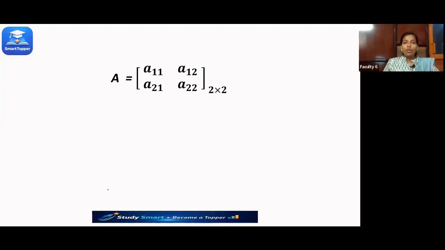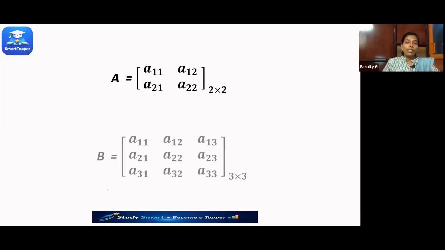Now, we can look at another type of matrix which is of order 3 by 3. What is the meaning of order 3 by 3? Order 3 by 3 means it has 3 rows and 3 columns. The first number denotes the number of rows. The second number denotes the number of columns. So, that is the order of the matrix. A is of order 2 by 2 and B is of order 3 by 3.